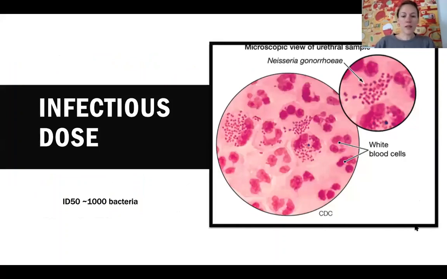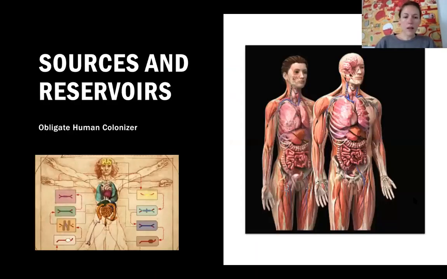A 50% infective dose of about 1,000 bacteria has been determined based on experimental urethral inoculation of male volunteers, and I couldn't find data for females. Gonorrhea is an obligate human colonizer and therefore cannot survive outside its human host. The bacterium requires a warm, moist environment such as the mucous membranes of the urinary tract, the vagina, or the anus, in both men and women.